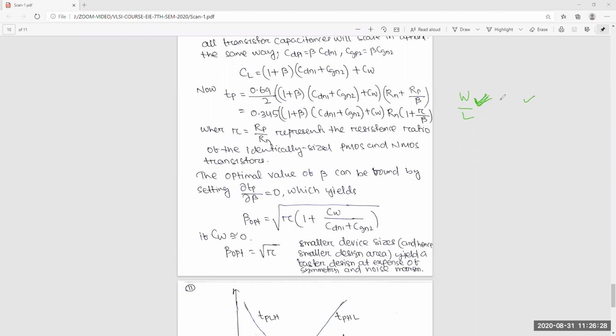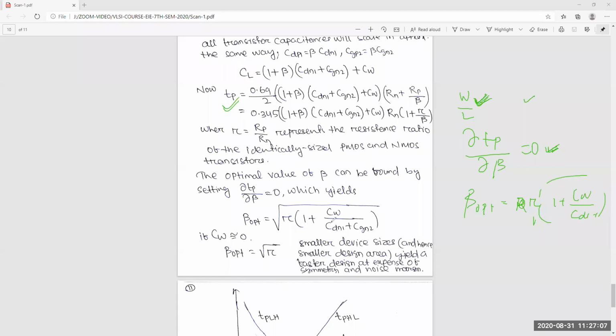So there is an optimization. Once two contradictory factors are there, definitely there will be an optimization. For that we have to calculate Tp, dTp by d beta equal to 0. If we do the differential equal to 0, finally we will get the beta optimization. If we do this dTp by d beta, then you will get R times 1 plus CW by CDN.